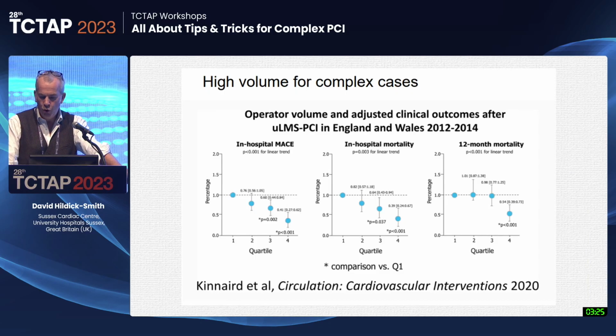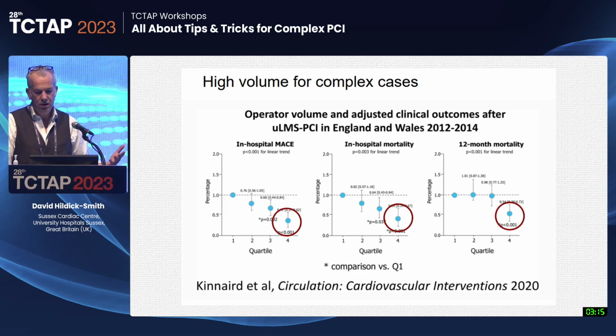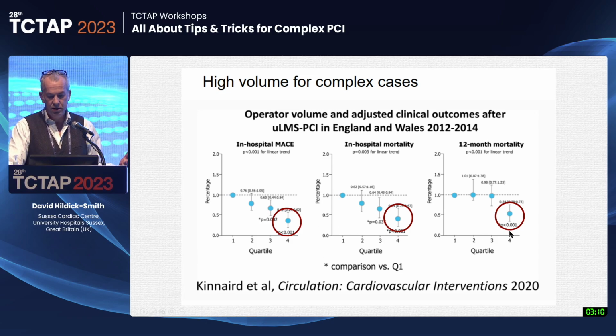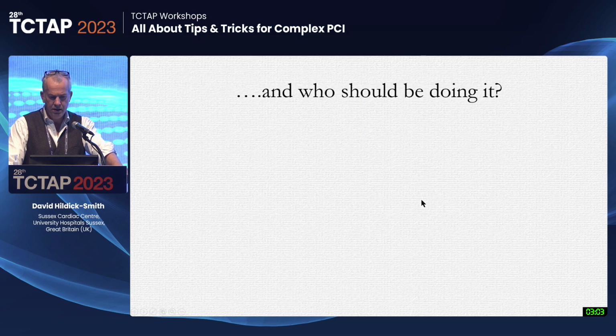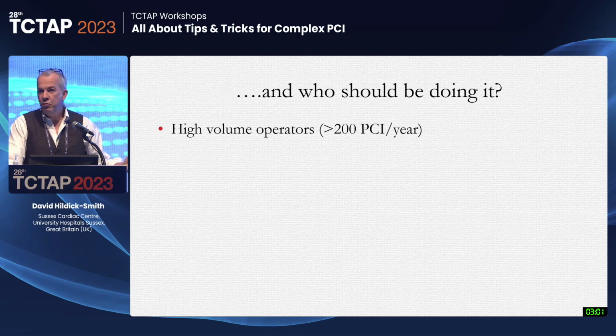One thing we would probably all be able to agree on is that you need to be doing high volume if you're going to be doing difficult, complex cases. So here, again, from the BCIS, British databases, highest volume operators had the best results in terms of in-hospital and subsequent outcomes amongst patients who are having unprotected left main stem stenting. So I think we'd probably all agree, if you're going to be doing high risk or complex cases, whatever the exact definition is, you need to be a high volume operator, maybe 200, 300 cases a year.